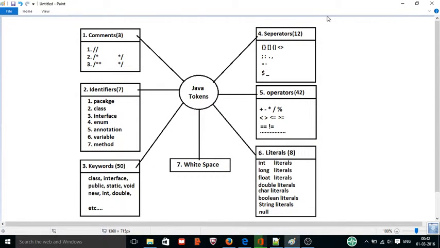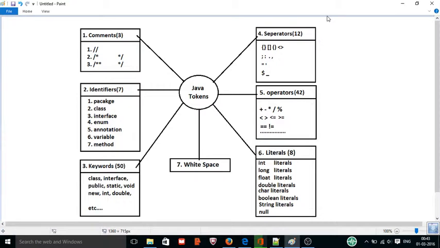Hello everyone. In this tutorial, I'm going to talk about the Java naming convention. In this topic, before moving towards the Java naming convention, I would like to say something about the Java tokens. The first thing is, what are the Java tokens?